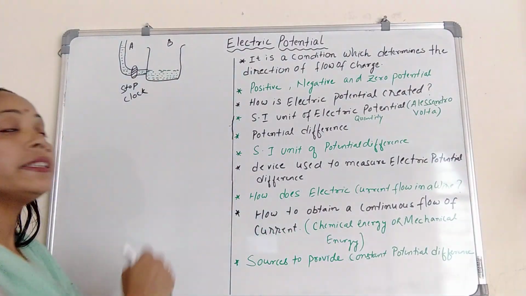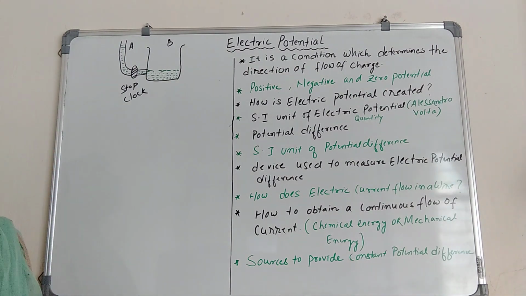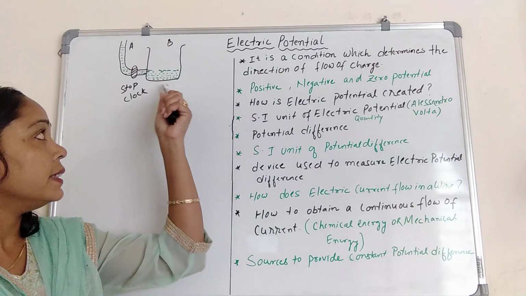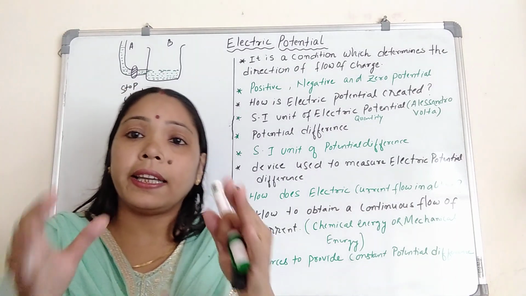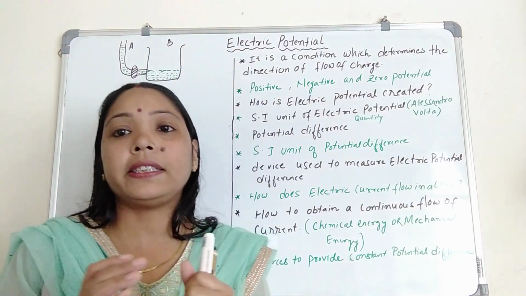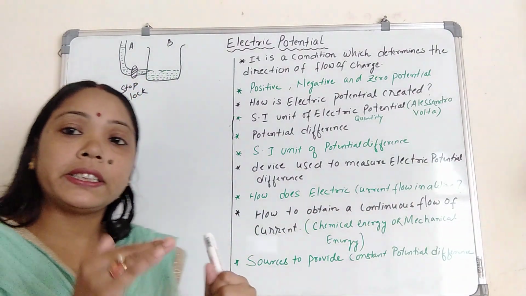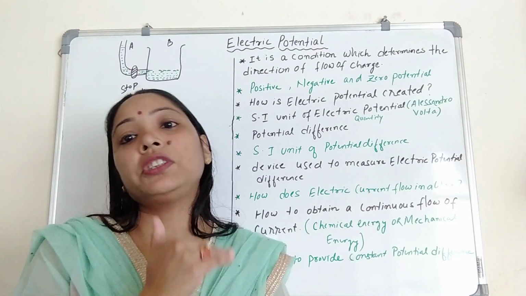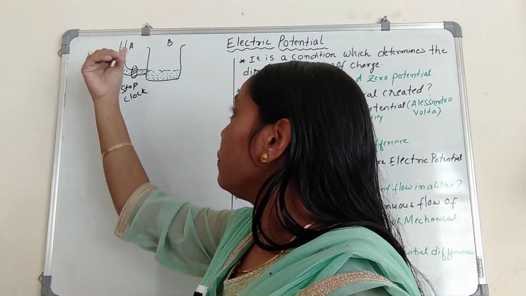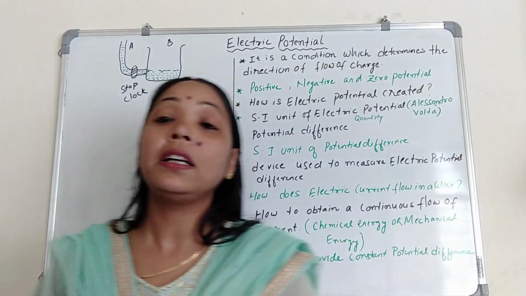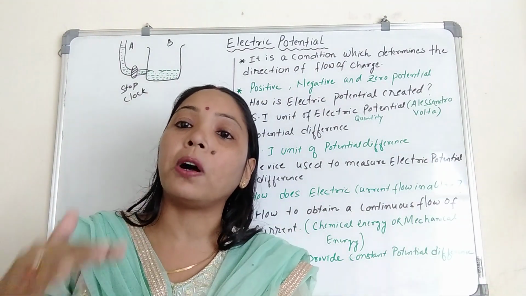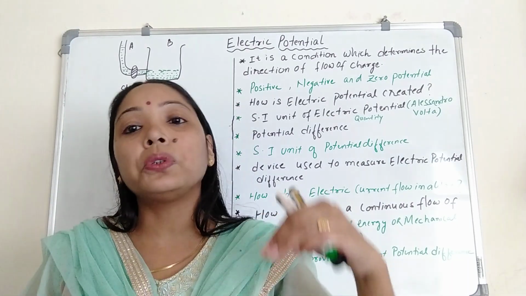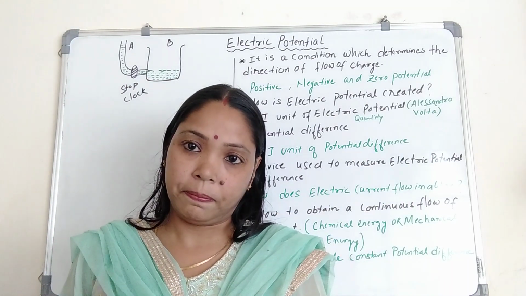Similarly, in the case of charge also, electric potential has the same role as water. Electric potential is a condition. It is a condition which determines the flow of charge. Like here, it always flows from higher to lower. So, electric charge also flows from higher potential to lower potential.